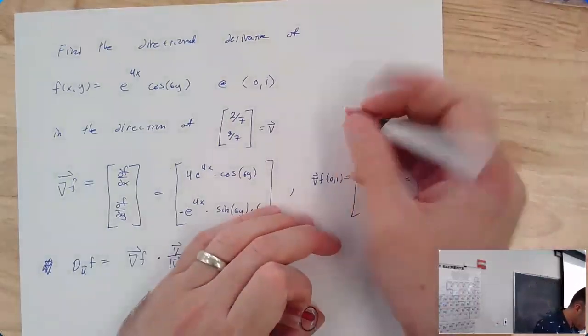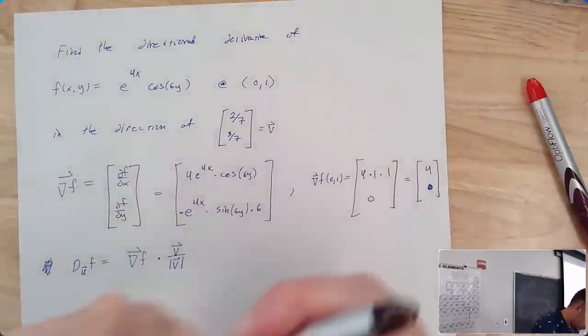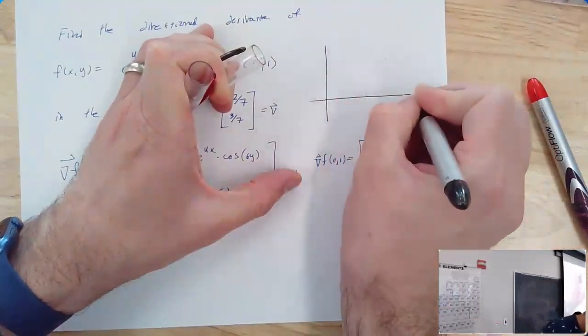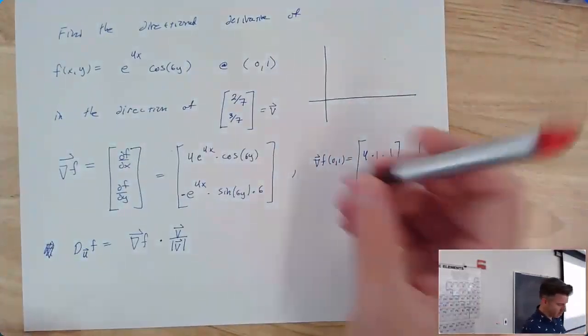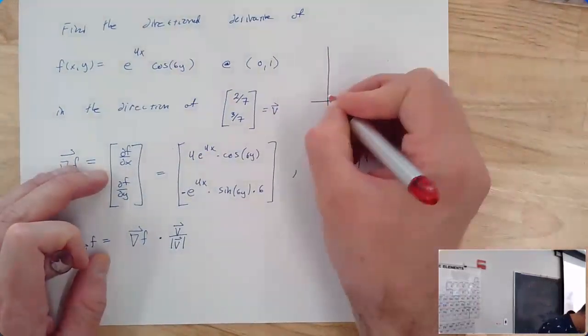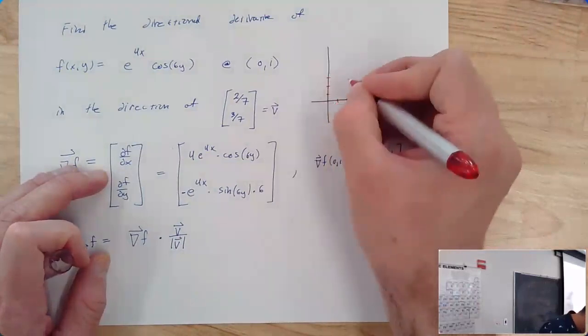Okay, let me draw this picture here. So the vector v goes over 2/7 and up 3/7. So maybe there's a 7th, 7th, 7th. So here's my vector v.